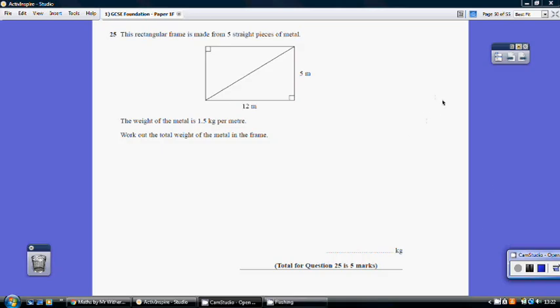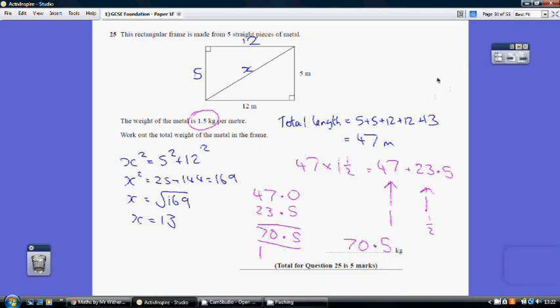So to start with, we've got to work out the total length of all this frame. So we've clearly got a 12, a 12, a 5 and a 5, and the missing length is the length of this diagonal.